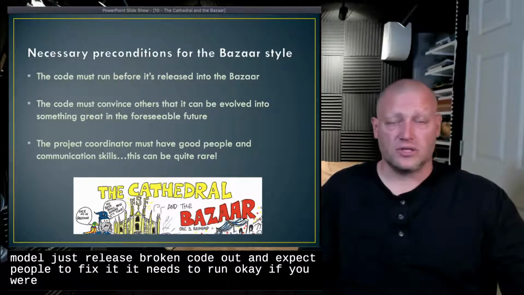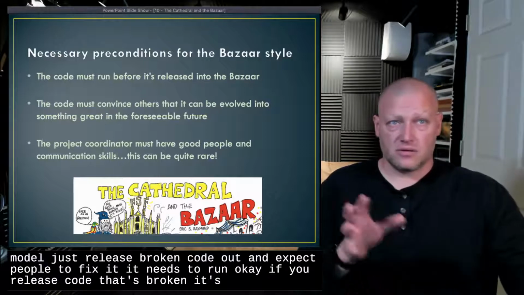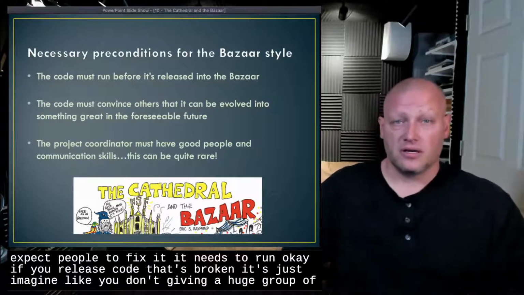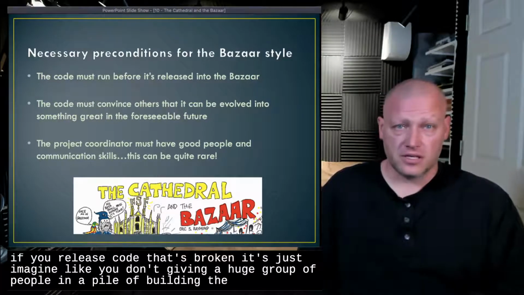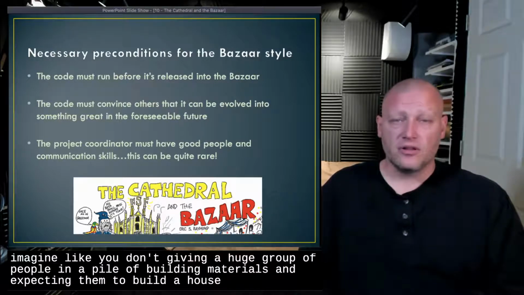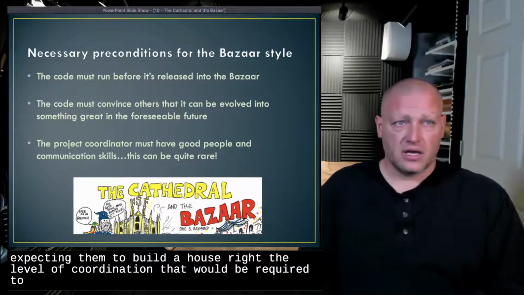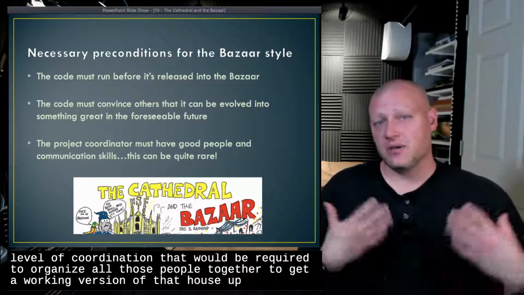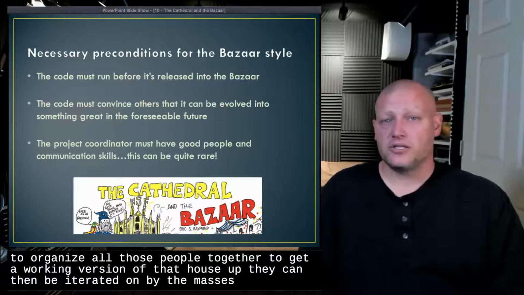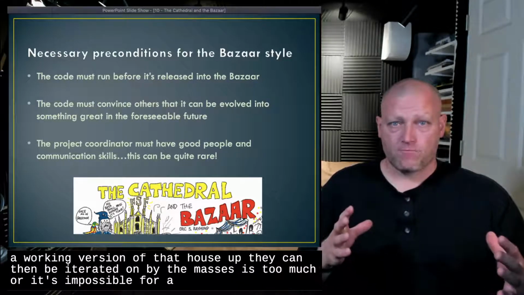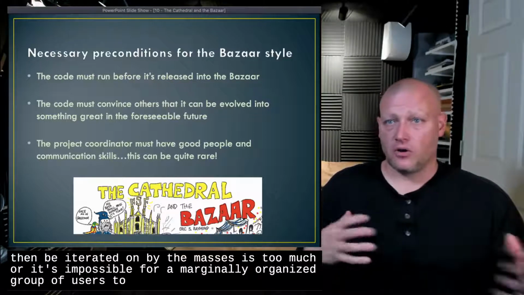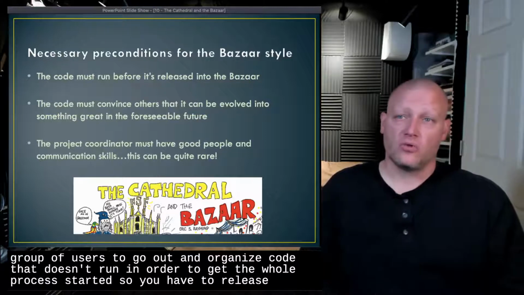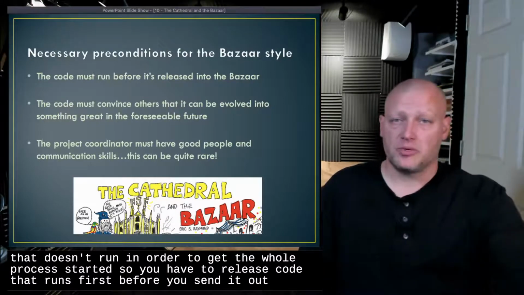If you release code that's broken, it's like giving a huge group of people a pile of building materials and expecting them to build a house. The level of coordination that would be required to organize all those people together to get a working version of that house up, that can then be iterated on by the masses, is too much. It's impossible for a marginally organized group of users to organize code that doesn't run in order to get the whole process started. So you have to release code that runs first before you send it out into the Bazaar for other people to work on.